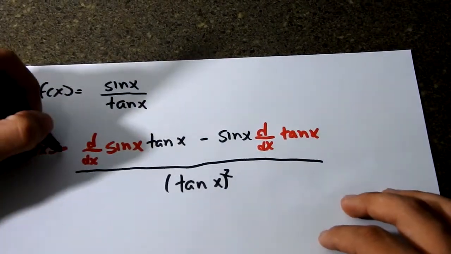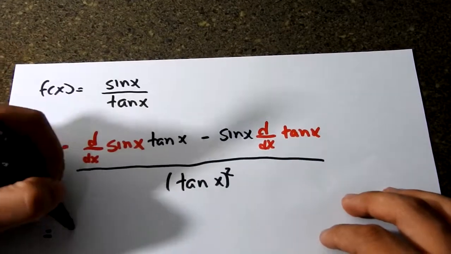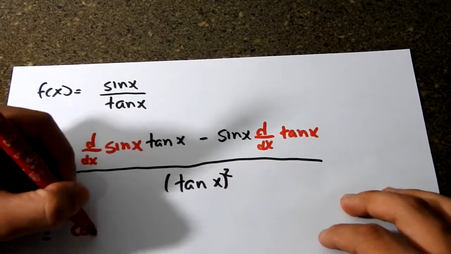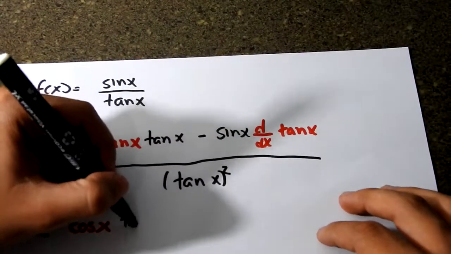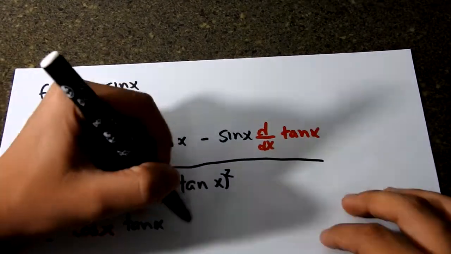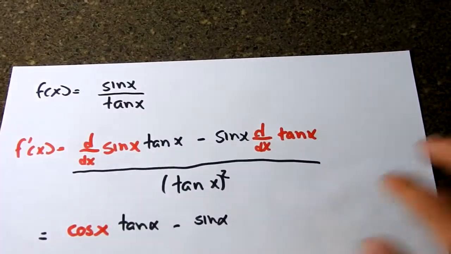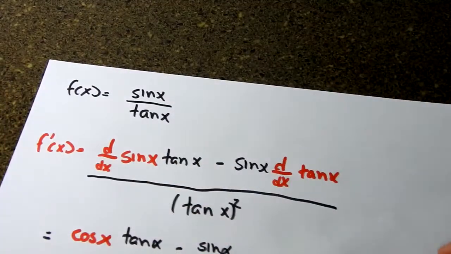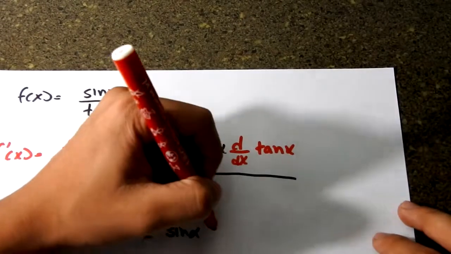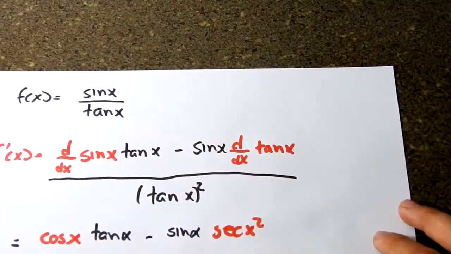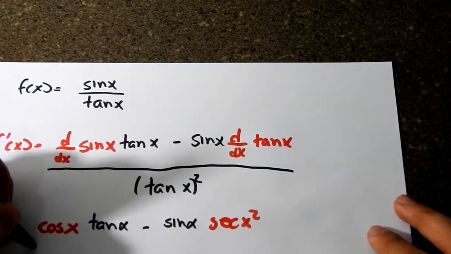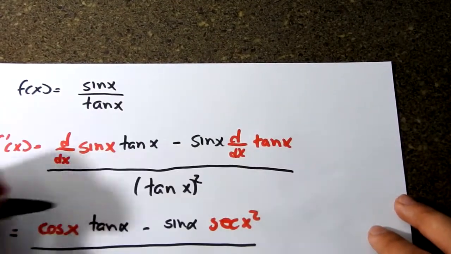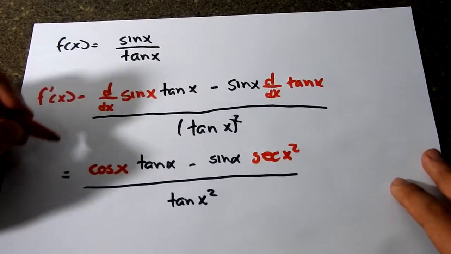And now we know that derivative of sine x is cosine x. I'm going to keep our colors constant. Cosine x times tangent x minus sine x, and then derivative of tangent x, we know thanks to our table, derivative tangent x secant x squared. So let's put secant x squared, then all of this over tangent x squared, and this is our derivative over here.